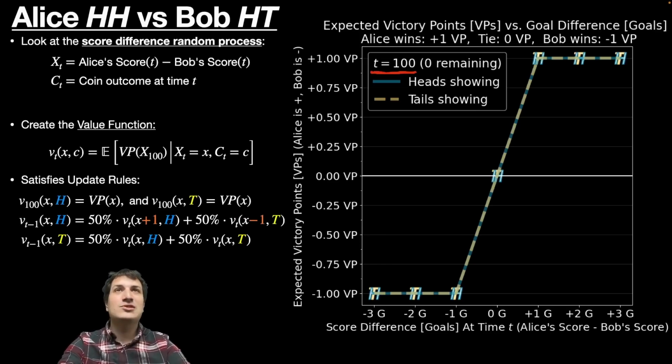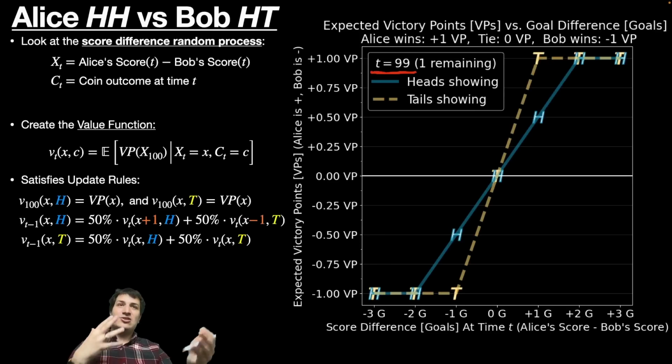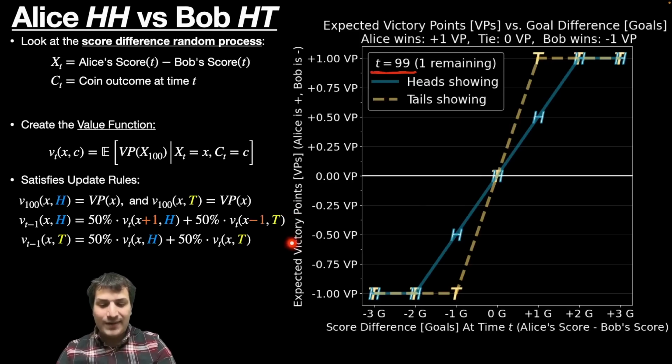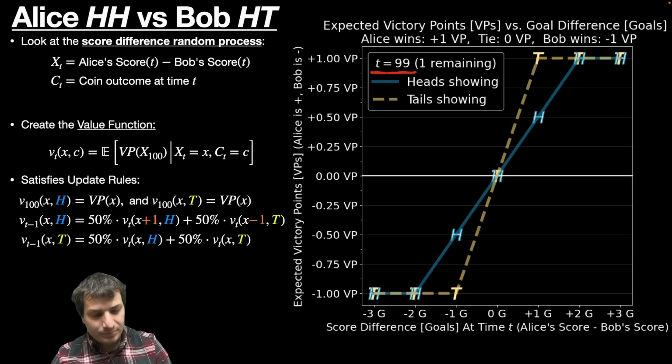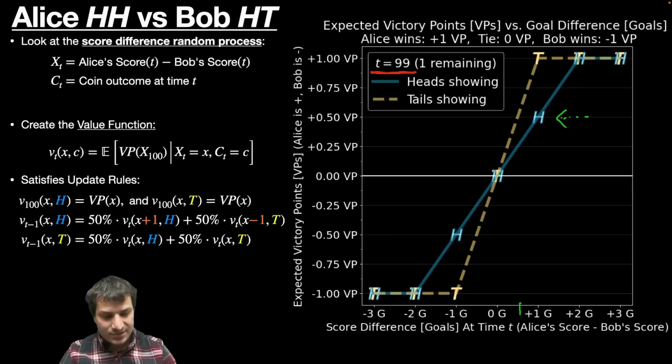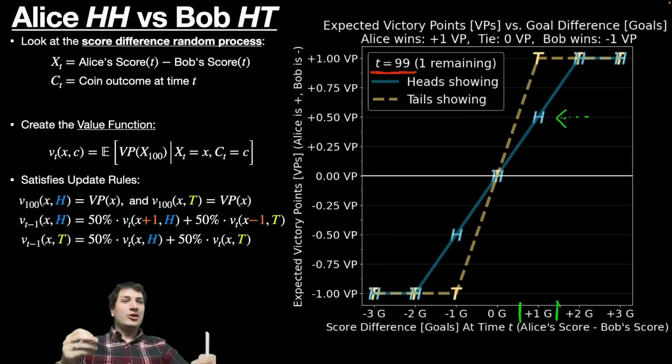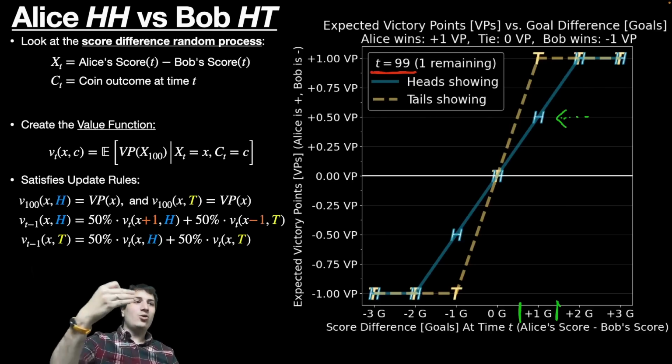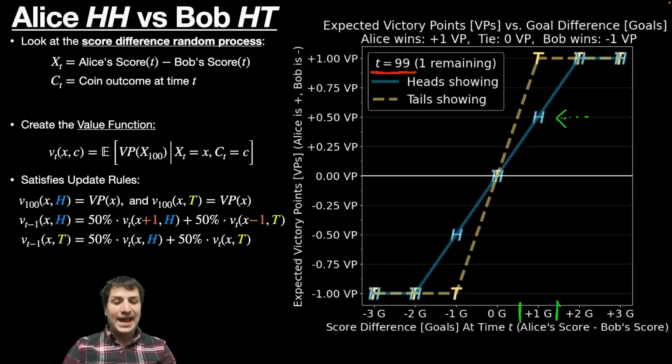What happens at t equals 99? At t equals 99, it starts to get a little more interesting. You can calculate exactly what's going on, and that's what the computer did using this update rule. But first, let me do this one by hand. So here, this is the situation where Alice is up by 1 goal and a heads is showing. So imagine you're at the stadium, there's 1 minute left in the game, it's a close game, Alice is winning by 1 point, and there's 1 coin flip to go. The last coin flip was a heads, that's what's shown over here.